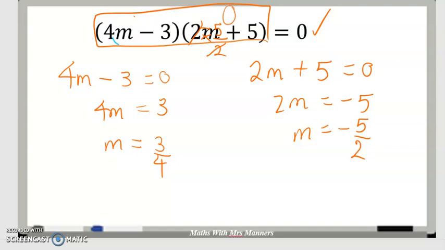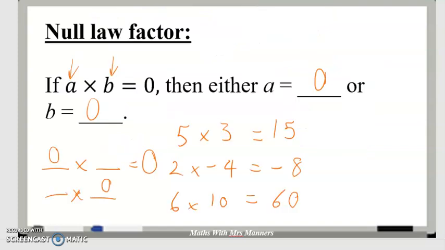So I hope this makes sense, how to solve a quadratic equation that is already in factored form. There's no need to expand the brackets and go backwards. Really what we want to do is use this null factor law, which says that if I've got a product that results in 0, then one of those two numbers or both would have to be 0 in order to get the 0.